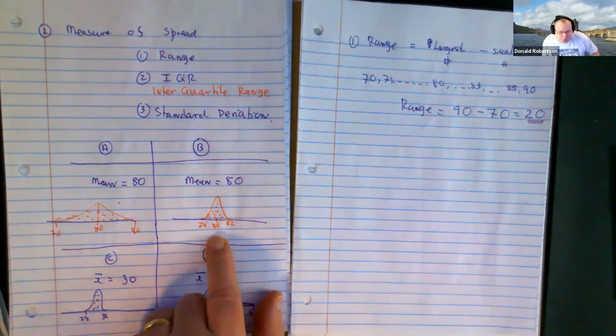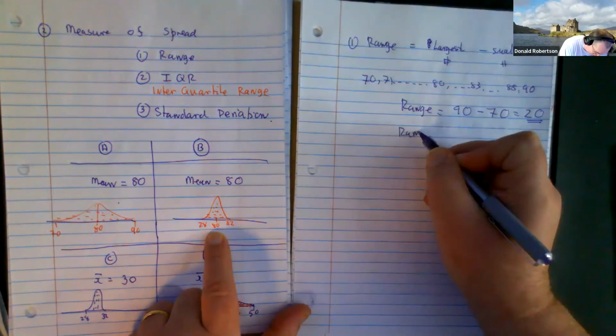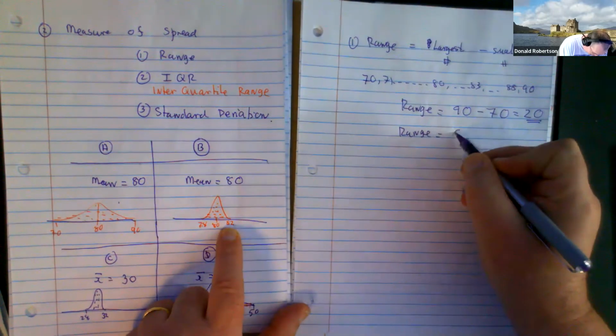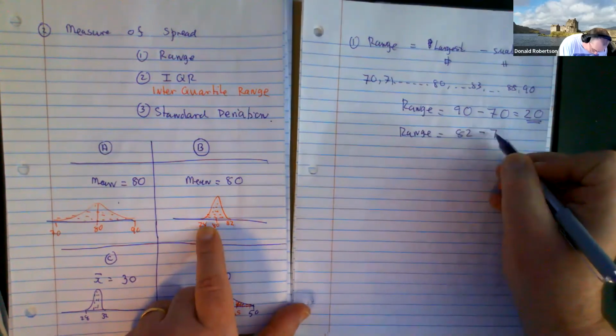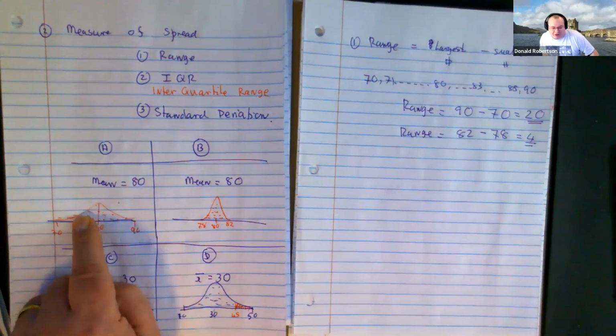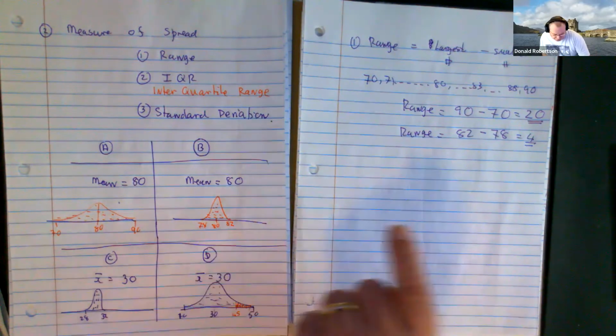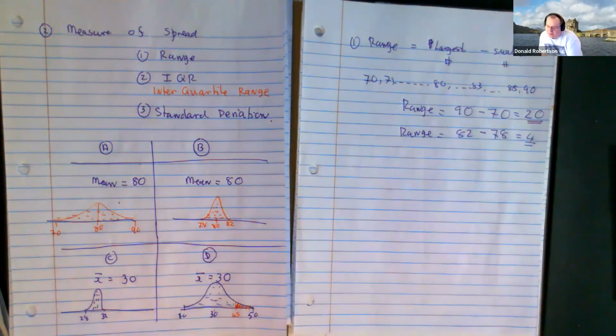And if you were doing the second guy, wouldn't the range be the biggest number, 82, take away the smallest number, 78, which is 4? Do you see, Mr. Inconsistent has a really big range of 20. Mr. Consistent has a much smaller range of 4. You see how it calculates? Biggest, take away the smallest.